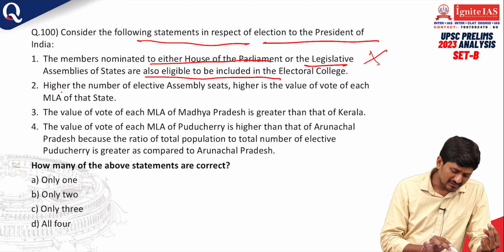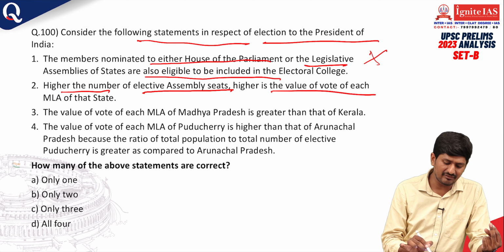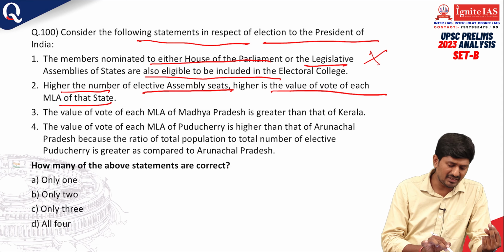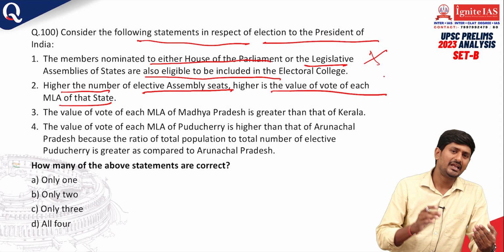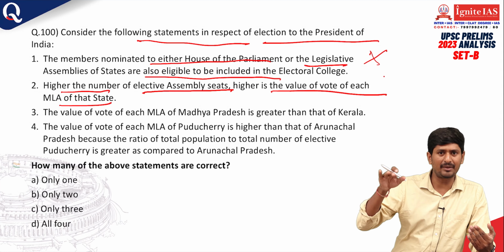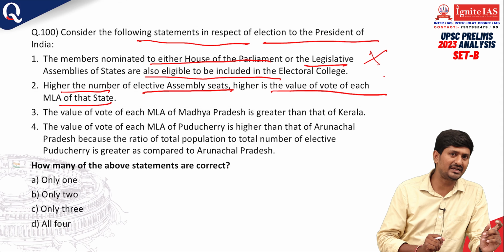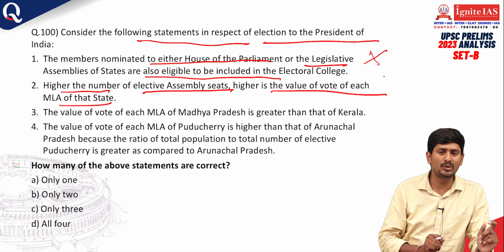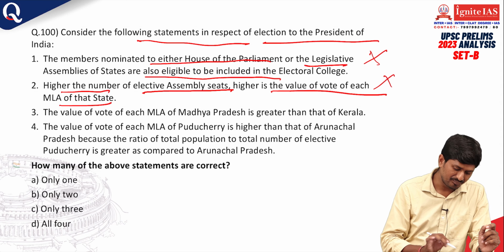Right, and the higher the number of elective assembly seats, the higher is the value of the vote of each MLA of that state. In fact, it is not true. The vote value of an MLA is dependent upon a formula: total population of the state divided by total number of elected representatives in that state. So naturally, if elected representatives are increasing, what will happen? The vote value of the MLAs will be decreasing. So there is an inverse proportionality between the vote value of the MLAs and the total number of elected representatives. So the second statement is also incorrect.